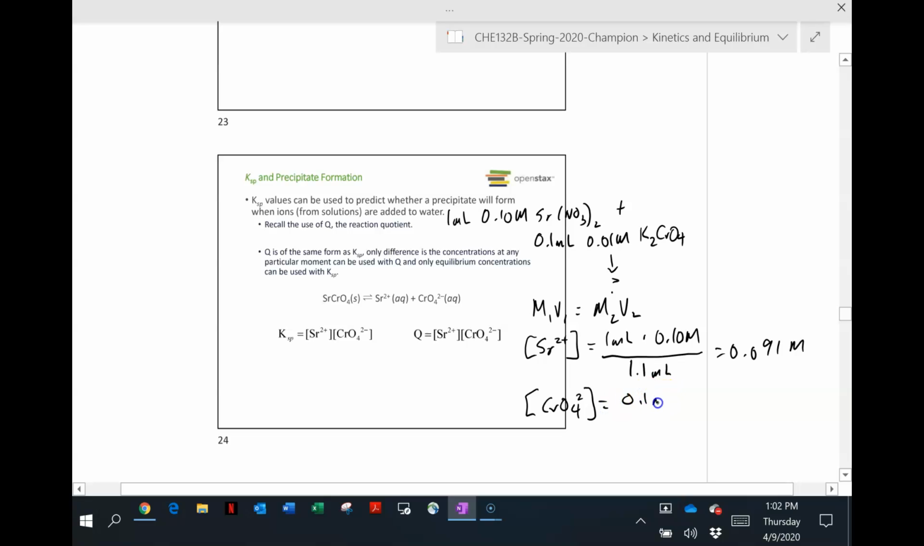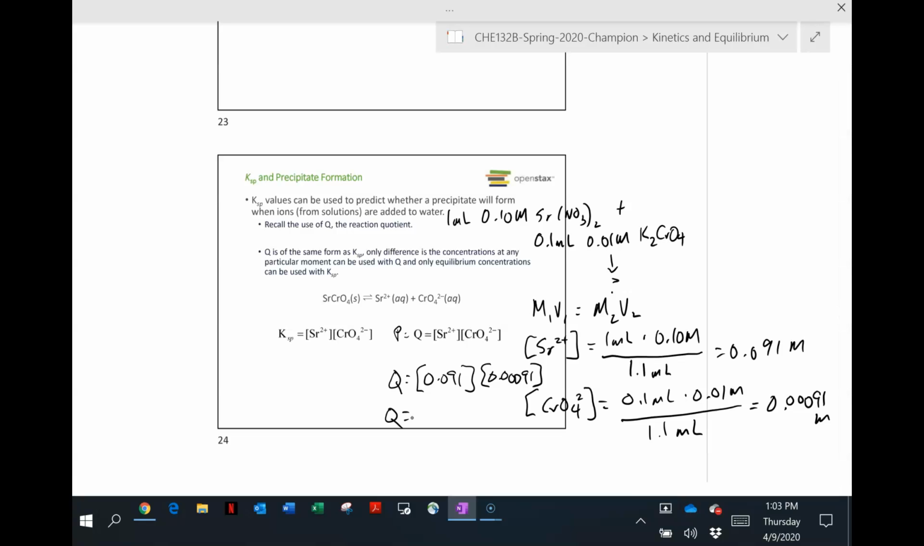and your chromate is going to be 0.1 milliliter times 0.01 molar over 1.1 milliliter. That's going to be a lot smaller. 0.1 times 0.01 divided by 1.1, 0.00091 molar. So your Q, which is your reaction quotient at any time. Sometimes in KSP that's called P, because P is for product, Q is for quotient. But Q for this situation is going to be 0.091, the strontium value, times 0.00091, the chromate value. So I get a Q there of 8.3 times 10 to the negative fifth.